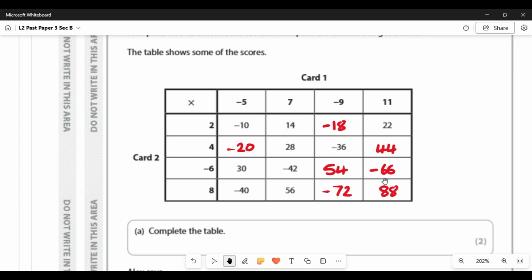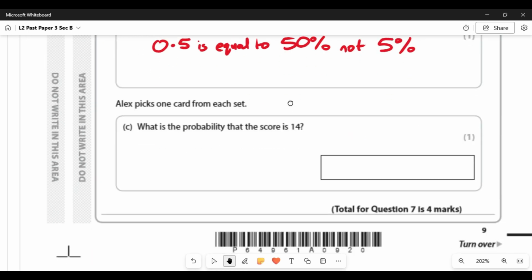Well, there were 4 by 4, so you should have 16 outcomes in total. Yep. So only 1 out of 16 should be your answer. So let's write that here. And just leave it as a fraction.